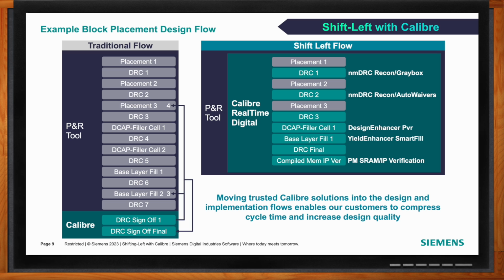And then like all the new verification stuff I talked about, building things you could check now using Calibre that you probably never thought about checking before. I just put an example of one here in this flow at the end. Maybe one of the macros you integrated into this block is a compiled memory or some piece of third-party IP that you pulled in and integrated into the block. And DRC may say that it's clean.